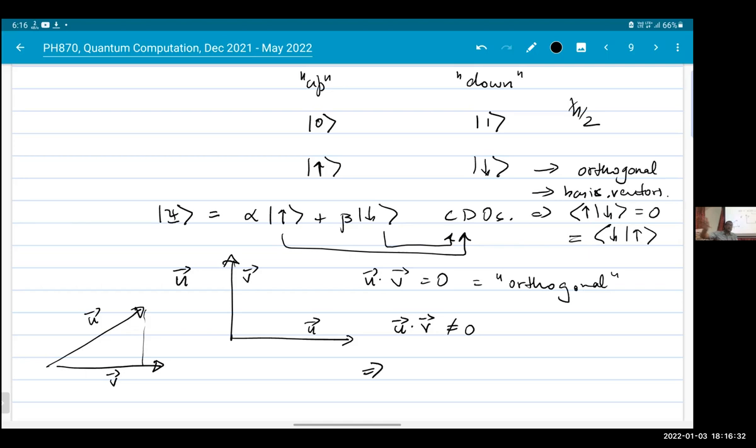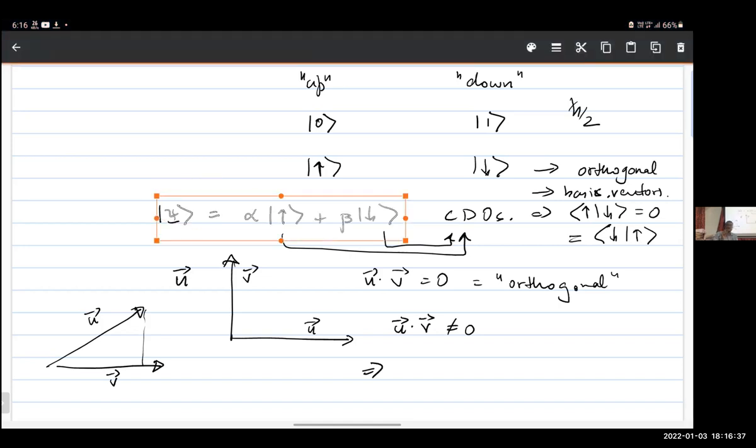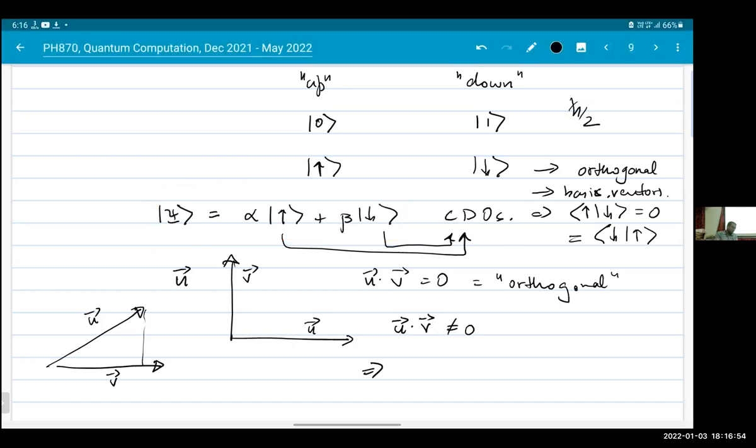We are looking at the simplest possible quantum system. This is the simplest possible vector space that one can have. There is no vector space which has less than two basis vectors. If there is a vector space with one basis vector, then all the vectors are identical up to scaling. So this is the state of a single spin.